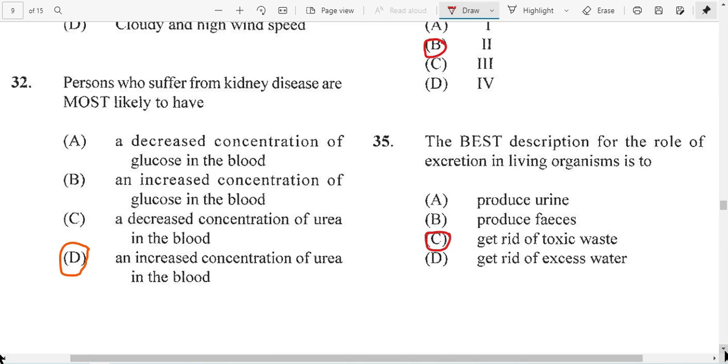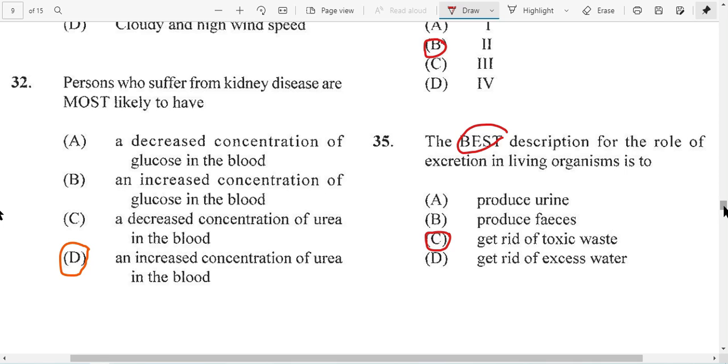Now 35, the best description for the role of excretion in living organisms is to produce urine. That's not excretion, but urine is excretory matter. Production of feces, that is not even excretory matter. To get rid of toxic waste, this is the best answer here. 35, C is the answer there. Of course, we get rid of some water, but the main role, the best role, is C for 35.